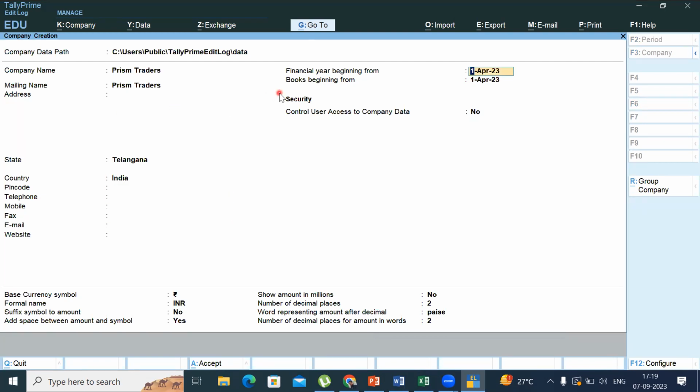This is important: the financial year is the current year, 1st April 2023. On the same day we are starting the books beginning also. Then Enter, Enter, Enter, Accept. In Tally, Accept means save the screen. The shortcut key is Control A. Then press S, and immediately one more screen appears.